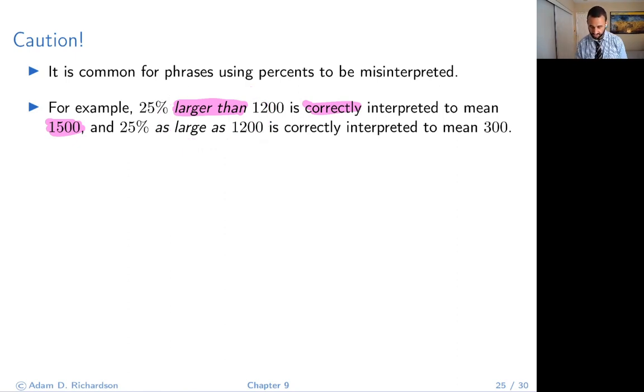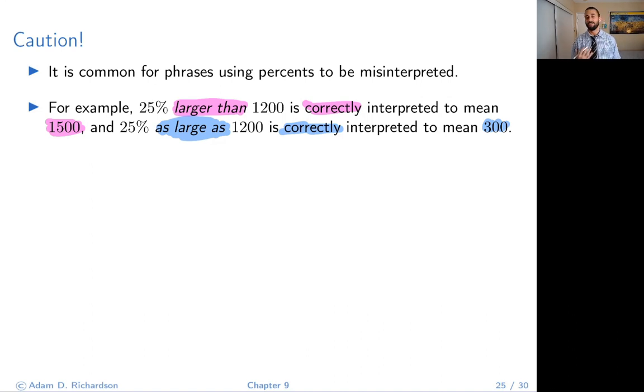Now, compare that to this phrase, as large as. As large as is different. As large as means that you're going to be 25% as large as 1200. So you're not even going to be a whole 1200, right? You're only going to be 300 in the end, and that's correct. But it's going to be a lot smaller, right? So this is how it works. As large as means direct multiplication. Larger than means you're going to have to add that on at the end, all right? So this is how you would use it correctly.